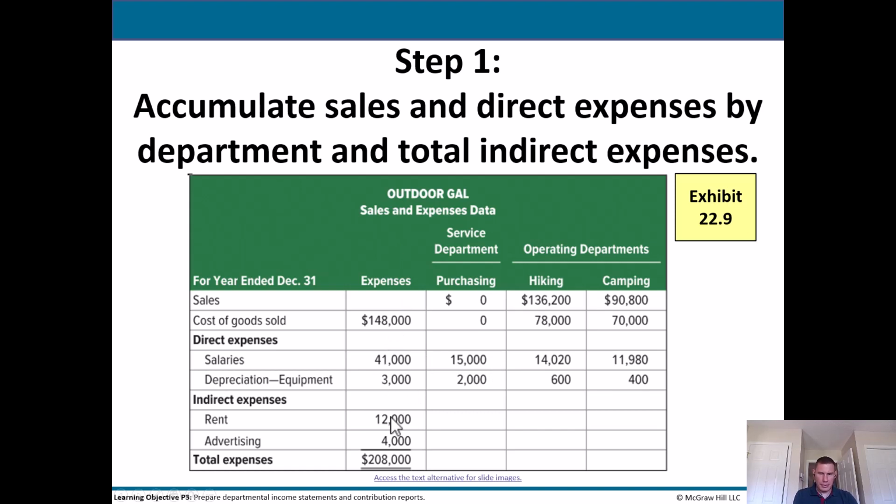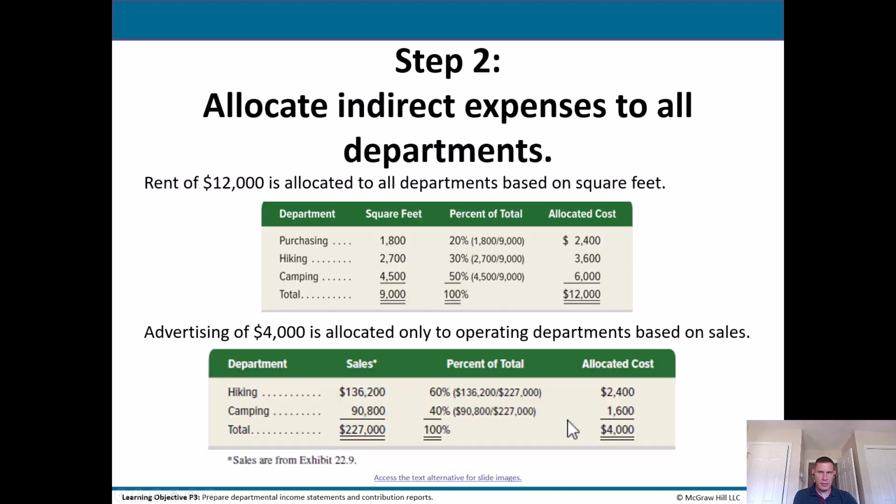It looks a little weird because they've put the total expenses on the left. So like the salaries of 41 would be the 15, the 14 and some change, and the almost 12 and some change would give you that 41. The depreciation, same thing. Just add them up and it's summed here on the left, 3,000. And then we have our indirect expenses for rent and advertising. We have total expenses of 208,000.